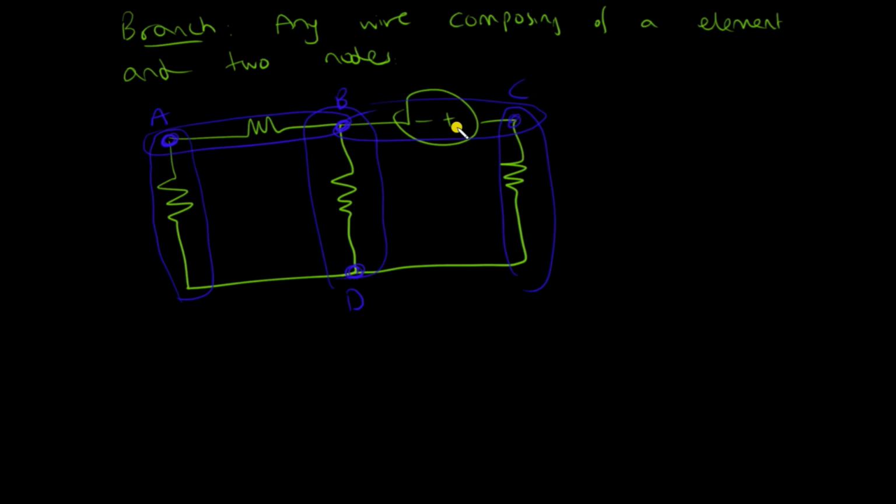So in this lecture, we actually found out what a node is, what loops are, and what branches are. Then in the next lecture, we'll use these to compose our circuit laws.